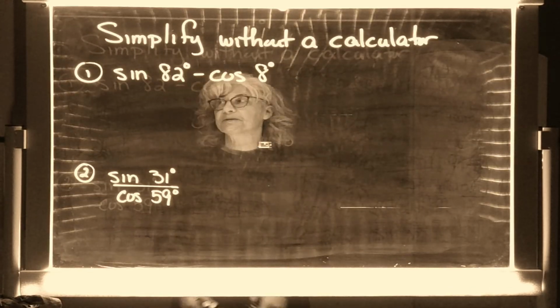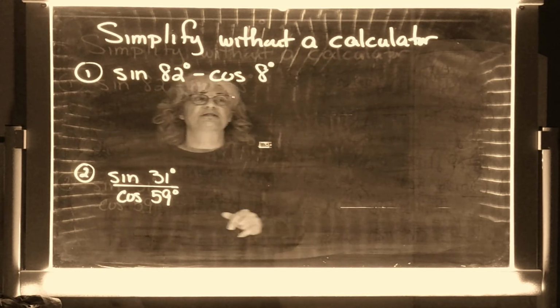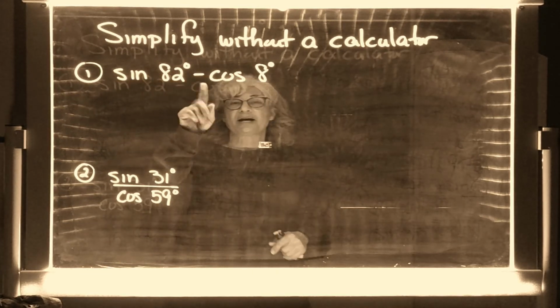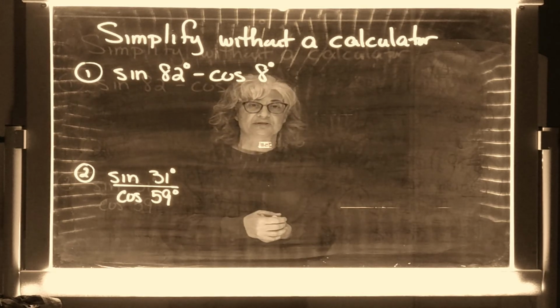Okay, so we're back. Now look at these directions. They ask us to simplify without a calculator. So let's look at the first problem. We're asked to subtract the sine of 82 degrees minus the cosine of 8 degrees.